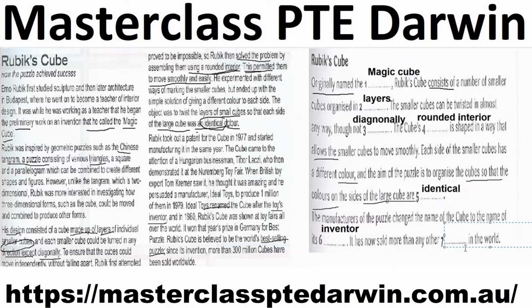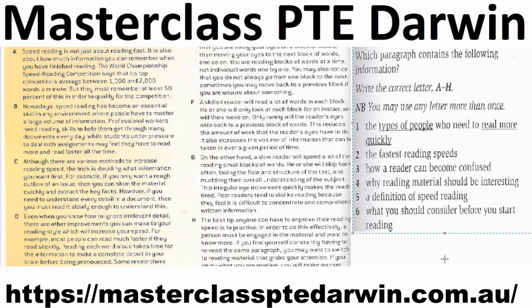And it has sold more than 300 million cubes worldwide. So it has now sold more than any dash in the world. So it's the best selling what? Best selling puzzle. So best selling means sold more than anything. So puzzle is the answer.